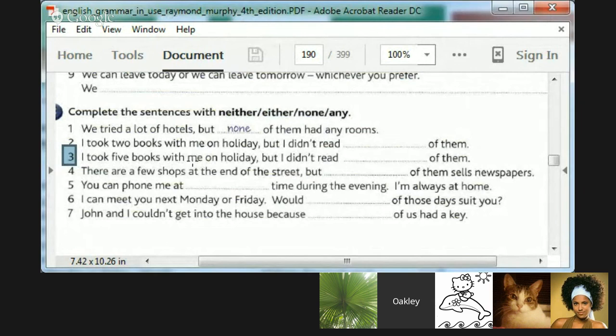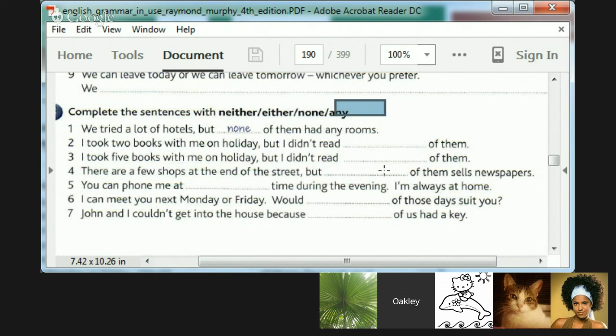I took 5 books with me on holiday, but I didn't read none of them. Okay. None is 0. It's a negative. And did not is a negative. Do not put 2 negatives in a sentence. I didn't read none of them, which means I read 5 of them. So you would never say I didn't read none of them. You would simply say I read all of them. If you meant that you read them all, you would say that. You wouldn't make double negatives.